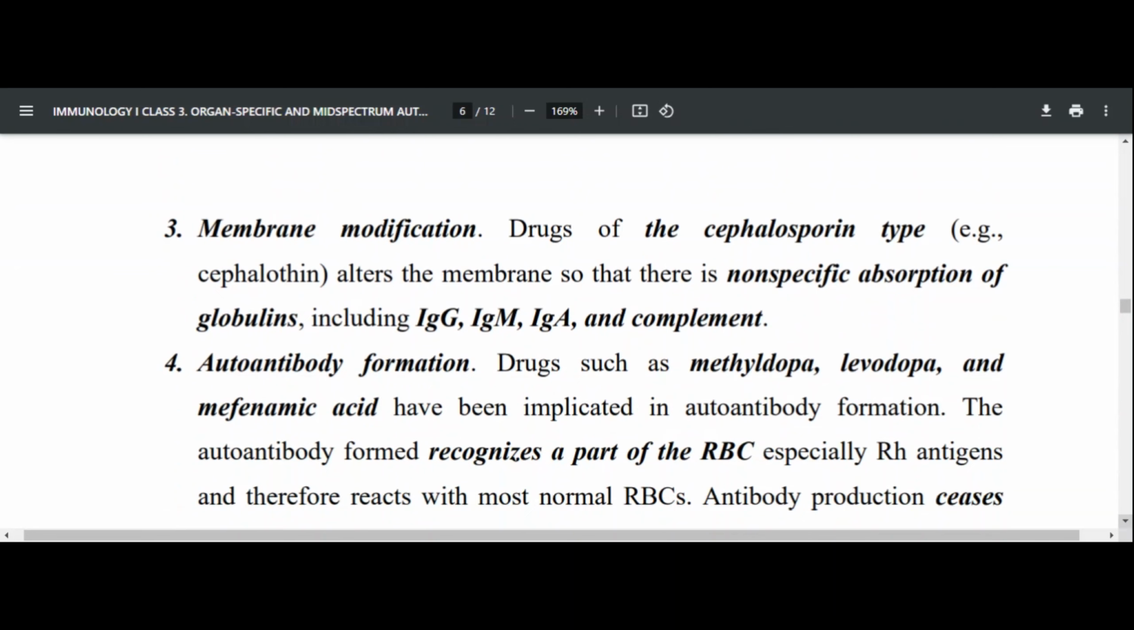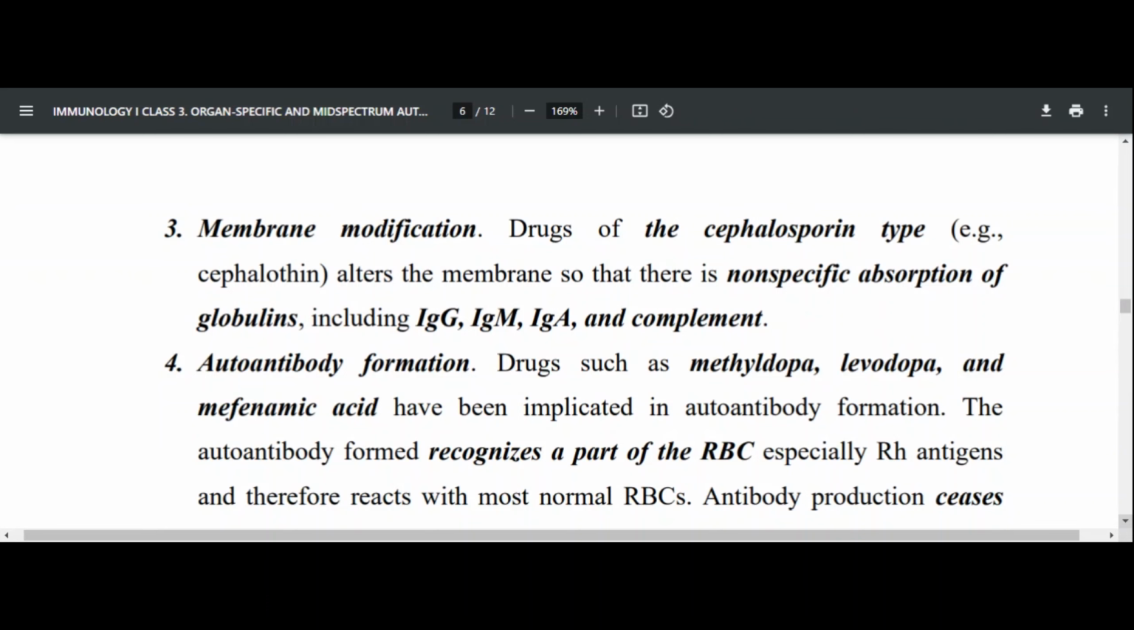So also, the third mechanism of drugs causing hemolysis is what you call membrane modification. Membrane modification goes with some drugs, for example, cephalosporin-type drugs like cephalothin, which alter the membrane so that there is non-specific absorption of globulins, including IgG, IgM, and IgA, and eventually activate complement. This is also another problem of drugs. For example, cephalosporin is a therapeutic drug.